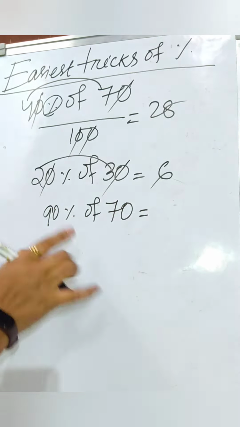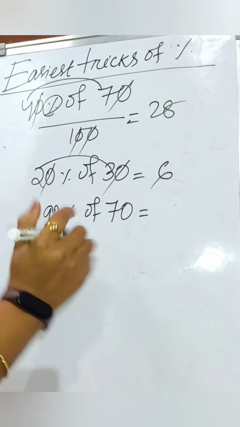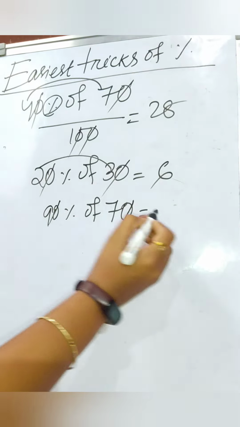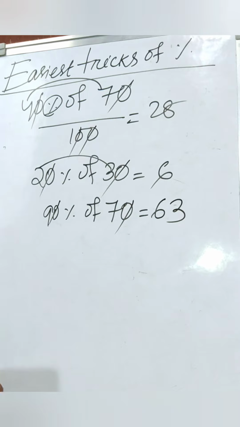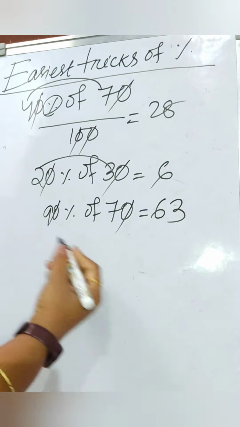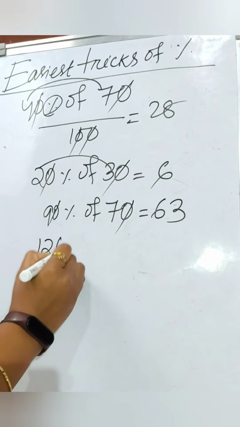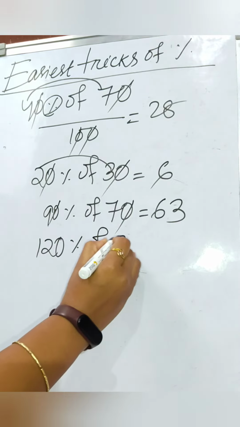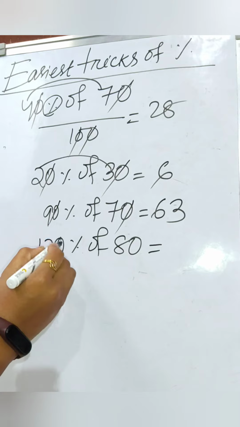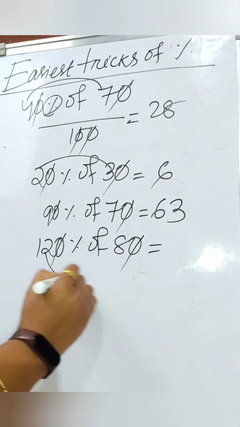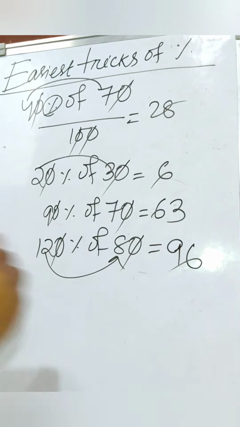90% of 70. Cancel out the double zeros. 90 and 70, just multiply: 9 7s are 63. See how easy this is. So let's see, you can do this or not. 120% of 80. So just cancel out 0 0 from both. 12 8s are 96.